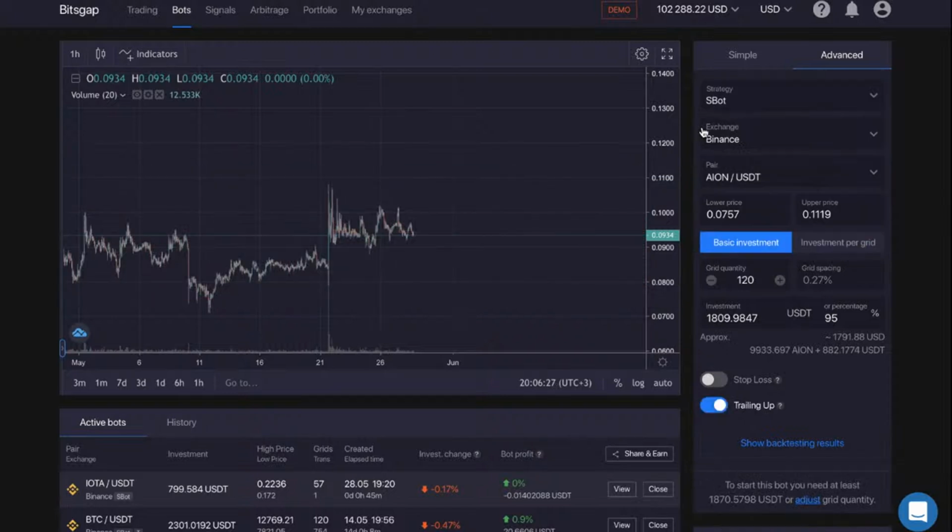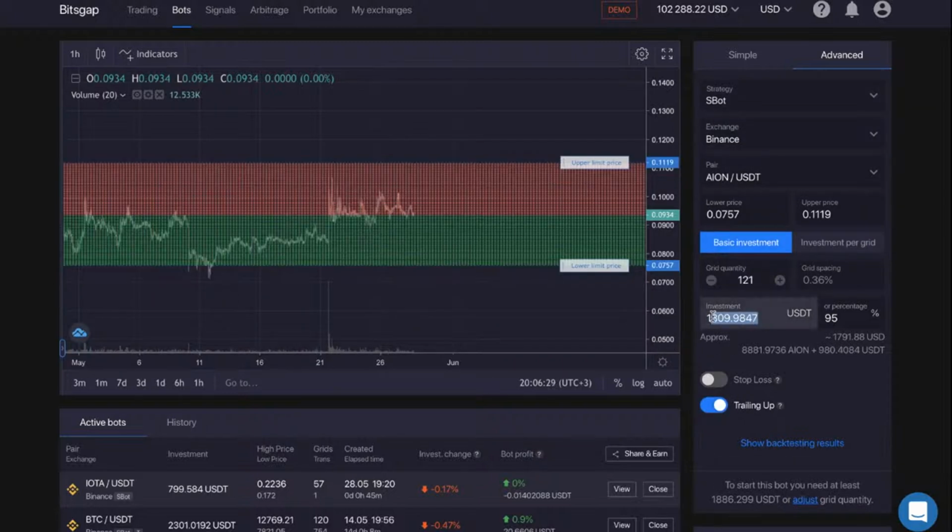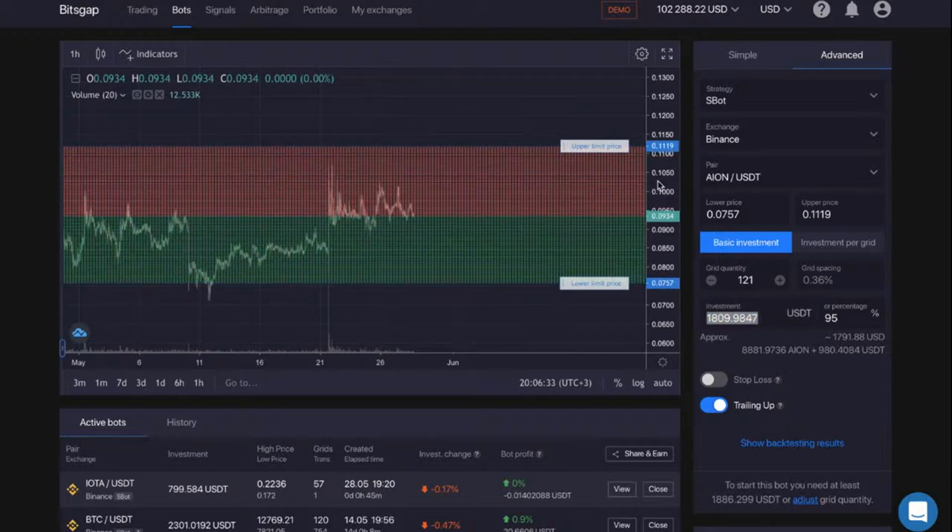With the S-bot, it tries to stay within the investment boundary. So that's more secure, more strict in terms of investment allocation.